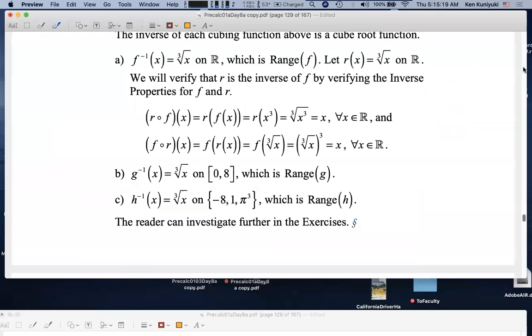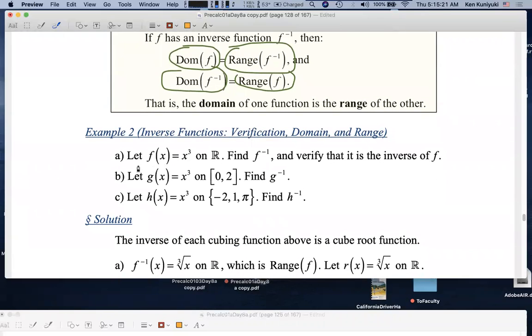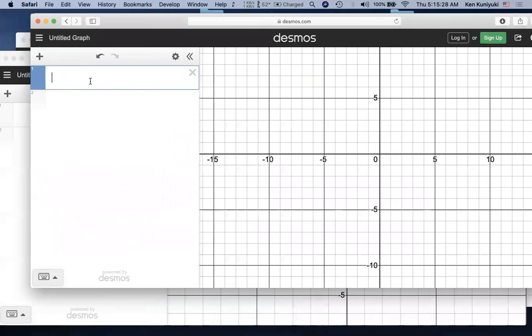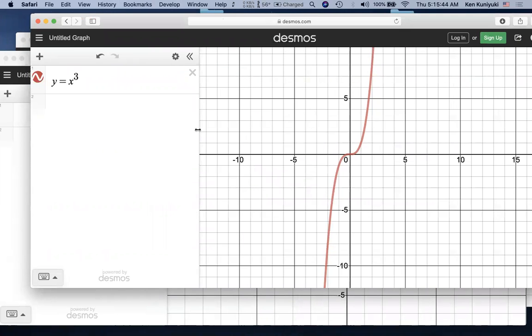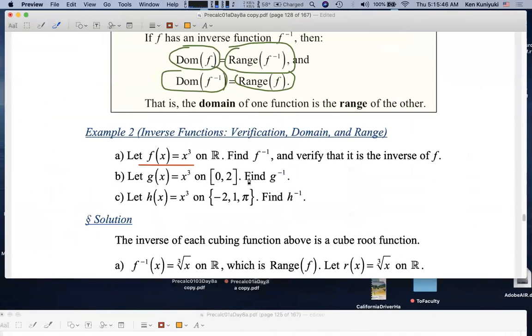So for example, here's a one-to-one function, the cubing function. Well, how do you graph y equals x cubed? It's that rising snake. The cubing function is a function. The graph passes the VLT, but because it's a one-to-one function, it also passes the HLT, the horizontal line test. So because of that, it's a one-to-one function.